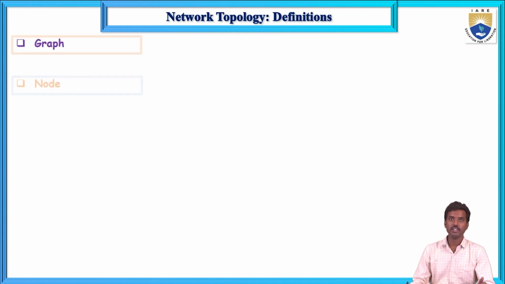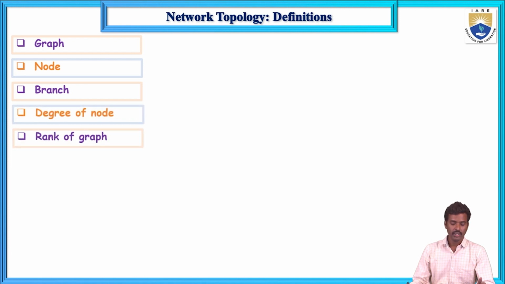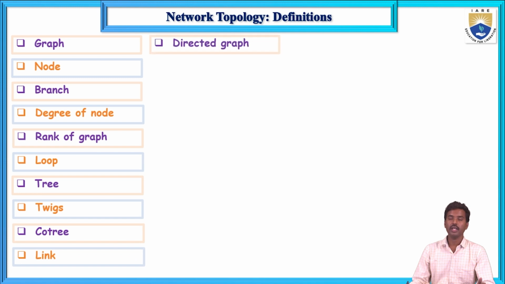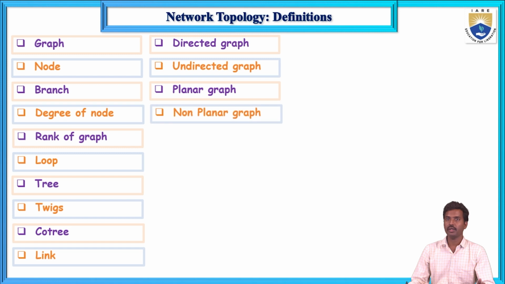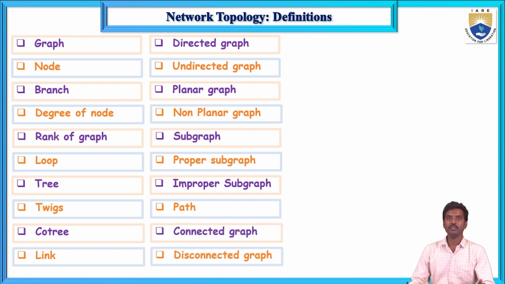First graph definition, next node, next branch, degree of node, rank of graph, loop, tree, twigs, co-tree, link, directed graph, unoriented graph, planar graph, non-planar graph, subgraph, proper graph, improper graph, path, connected graph, and disconnected graph. These are the definitions. I am going to explain them here.